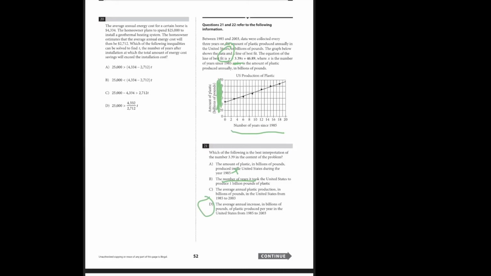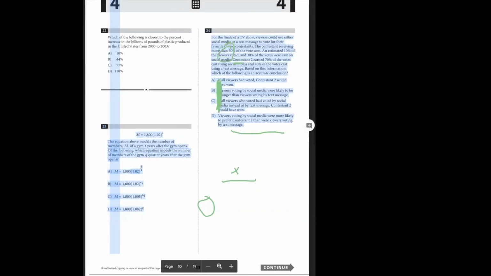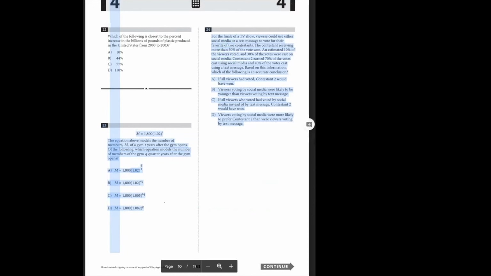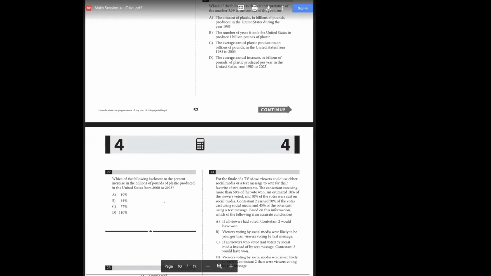So let's do number 22, a percent question. And I have to clear this. Which of the following is closest to the percent increase in billions of pounds of plastic produced in the United States from 2000 to 2003? For this problem, you just need to know how to calculate percent increases. So let's see, from 2000 to 2003.